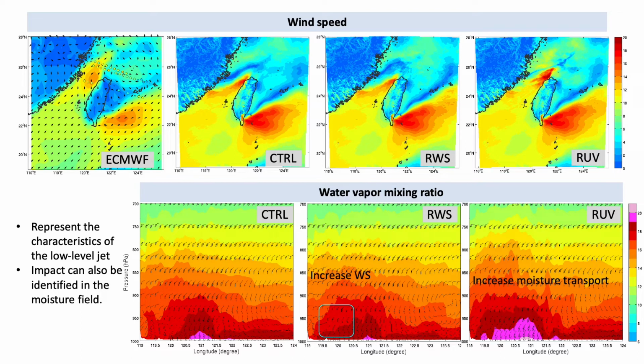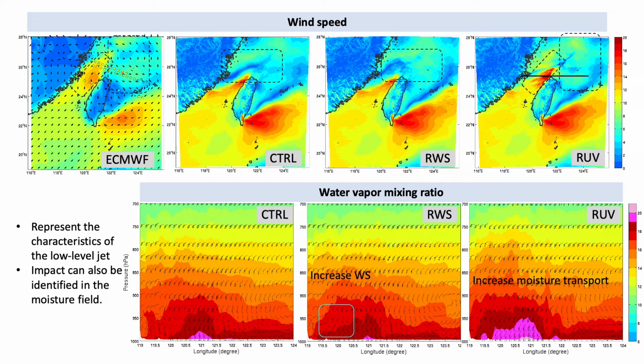Now we compare the wind speed analysis. First, with the assimilation of thickness wind speed data compared to the control run, over this box region you can see the wind speed is increased. With the RUV, which means the wind direction is prescribed, the wind speed analysis is quite different from the other two experiments. For the high wind speed area, the wind speed is further increased, and also for the wind speed northeast of Taiwan. This pattern seems to agree even better with ECMWF.